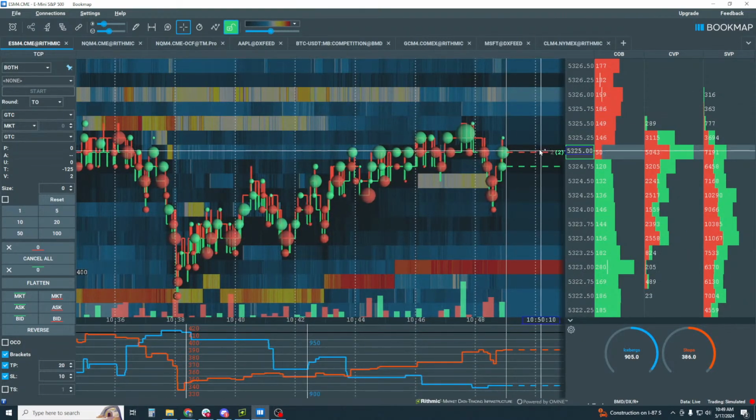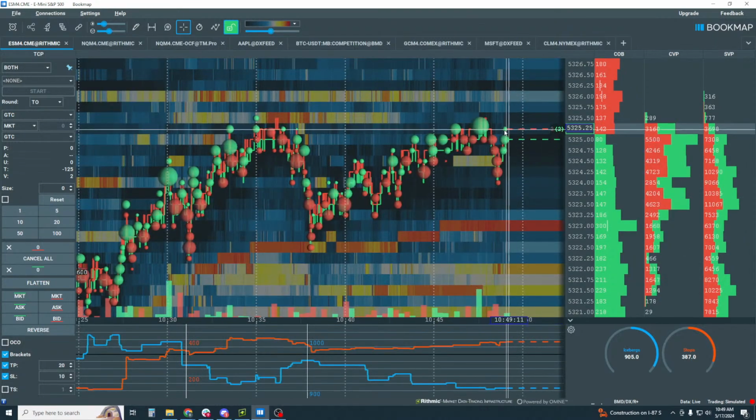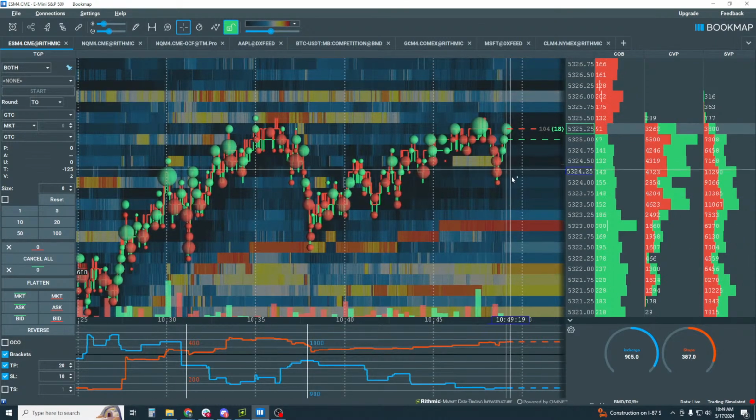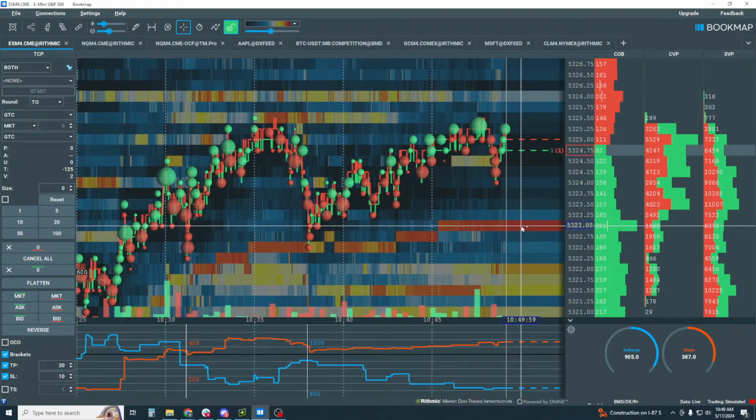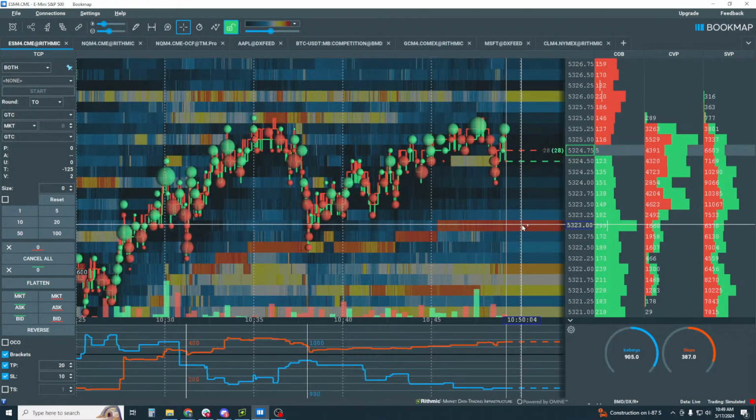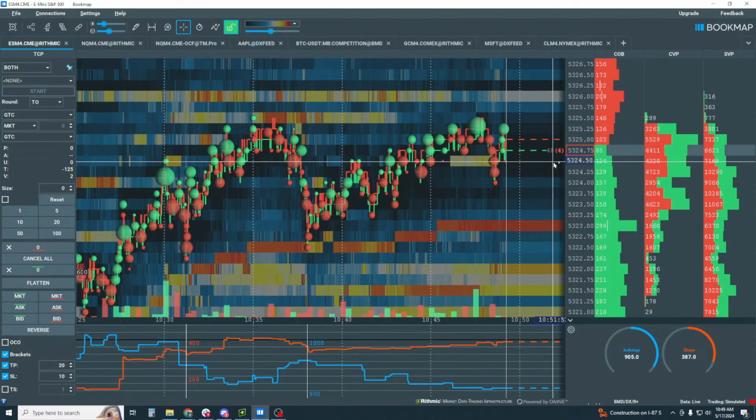Well, what we're looking for then is for this to fail at this point, retest all the way back down to the bottom of the range, and then we look to see if we can get our buyers come back in and take this back higher.